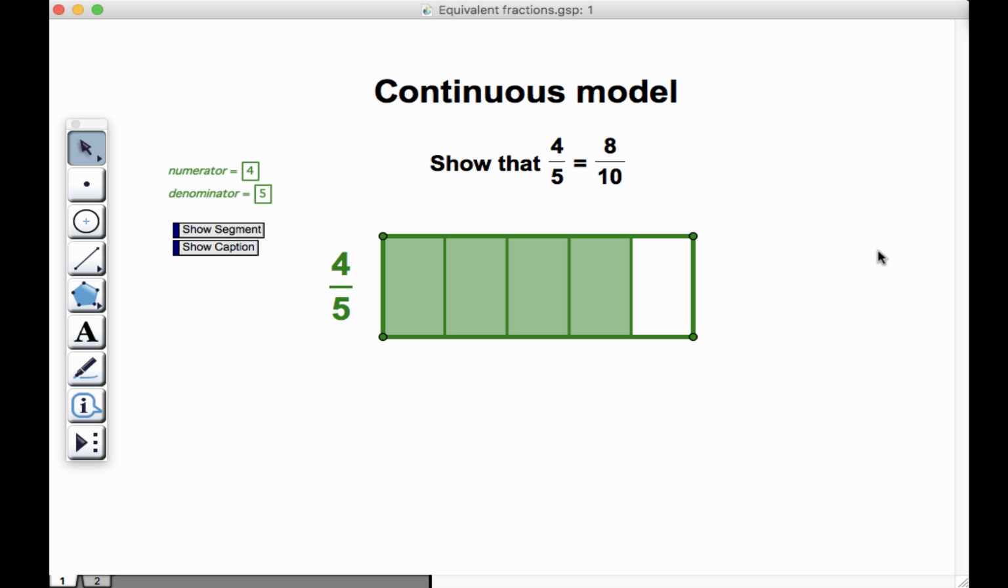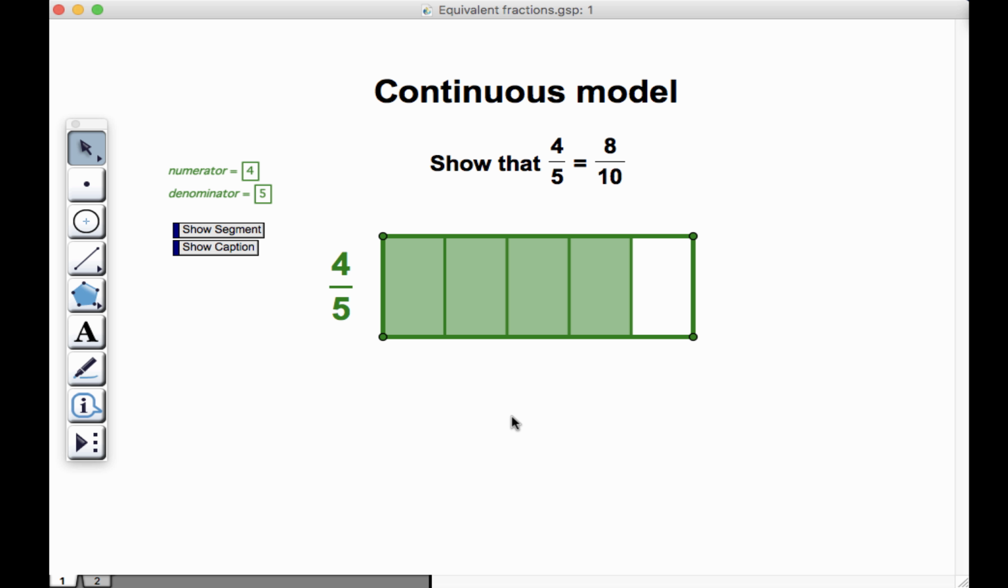So to show fraction equivalence with a continuous model is pretty easy. Say we have our picture of 4/5. We wanted to show 4/5. Well, standard part whole picture. Here's the whole. We sliced into 5 equal pieces, shaded 4 of those pieces. That's a picture of 4/5.